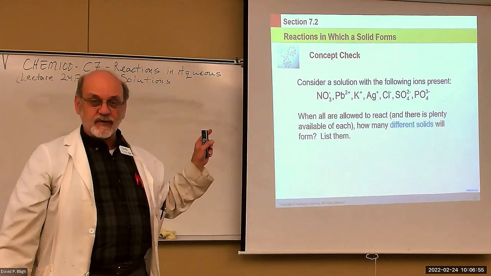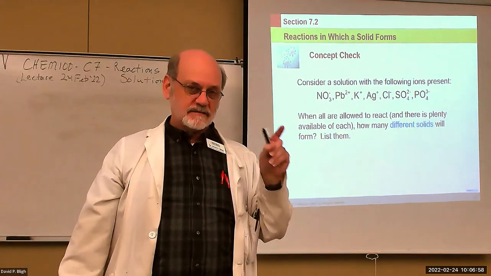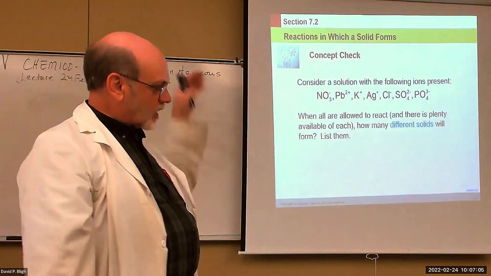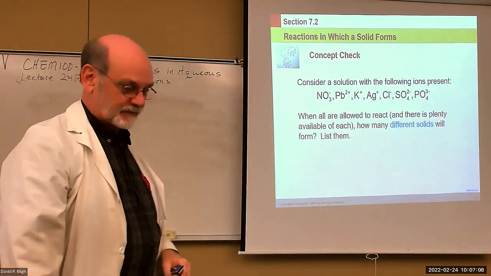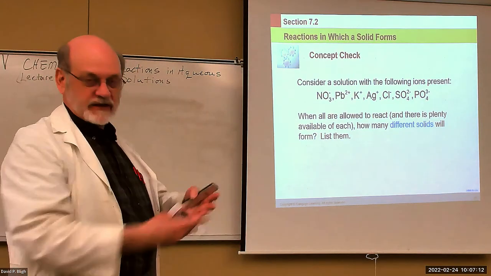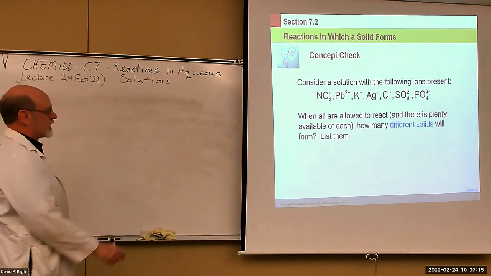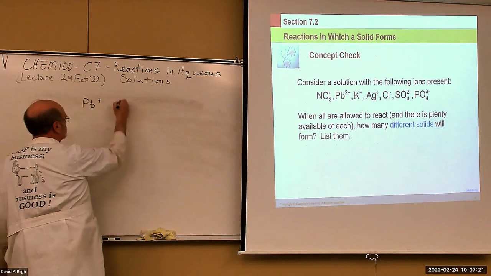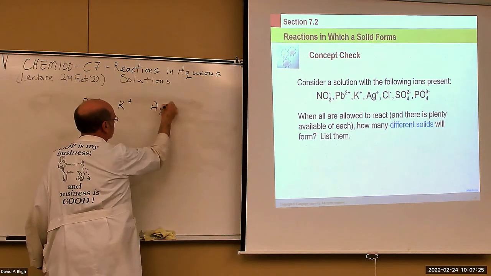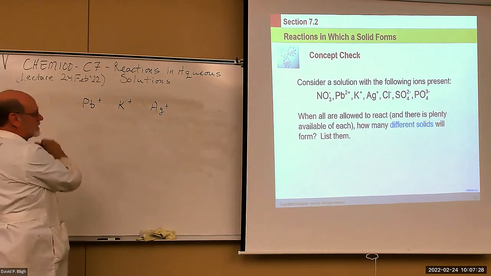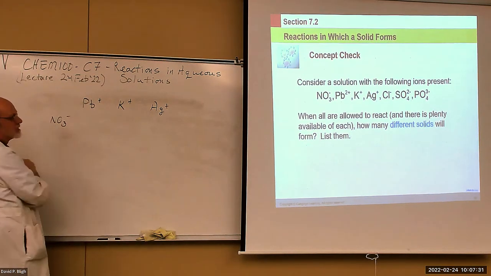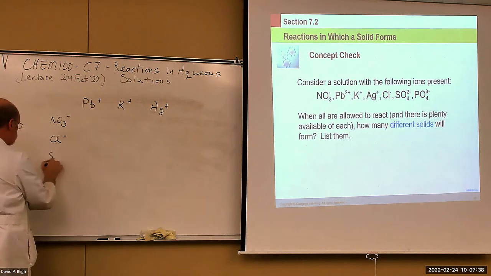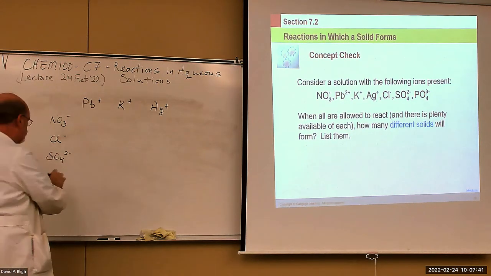The best way to approach this type of problem is the same way that our chart is set up. Cations across the top, anions down the side. And then where they cross, you check to see if they're soluble. So what do we have? Cations across the top. We have lead 2+, we have potassium, and we have silver. And then we have anions down the side. Nitrate. We have chloride. We have sulfate. And we have phosphate.